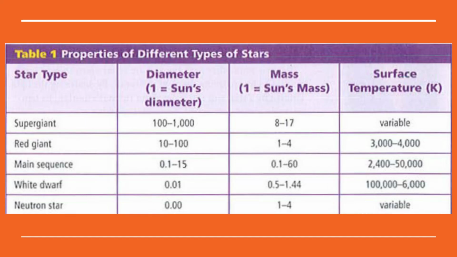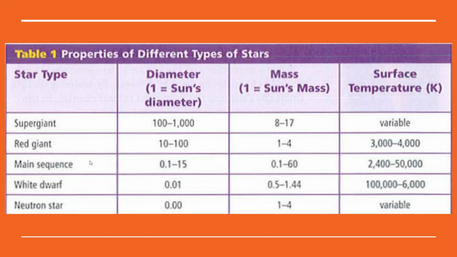So if we look at a regular star, they can be anywhere from 10% of the sun's size to 15 times the sun's size. And they can be anywhere from 2.4 thousand Kelvin to 50,000 Kelvin. All those are considered normal stars. We see them called main sequence.